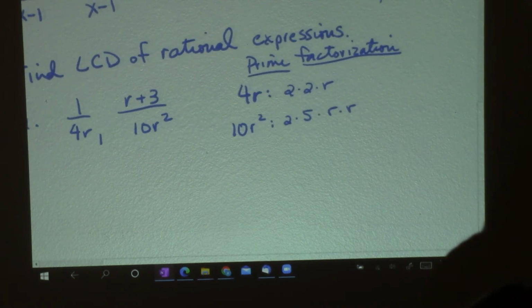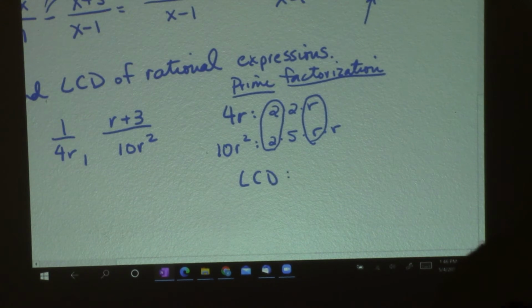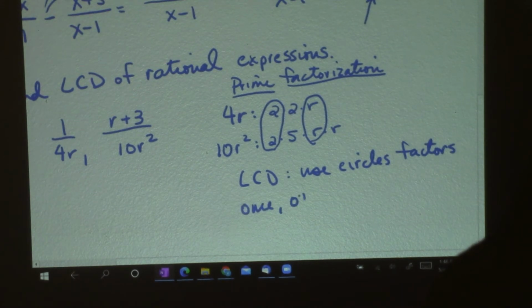So what I do is I'm going to circle the things that are the same. Right here, they both have a 2, and they both have an r. So in order to find the LCD, least common denominator, I am going to use the circled factors once, and the other factors also once.